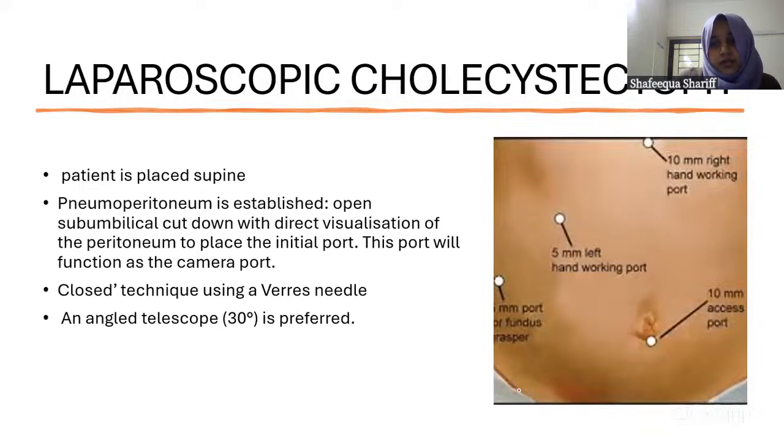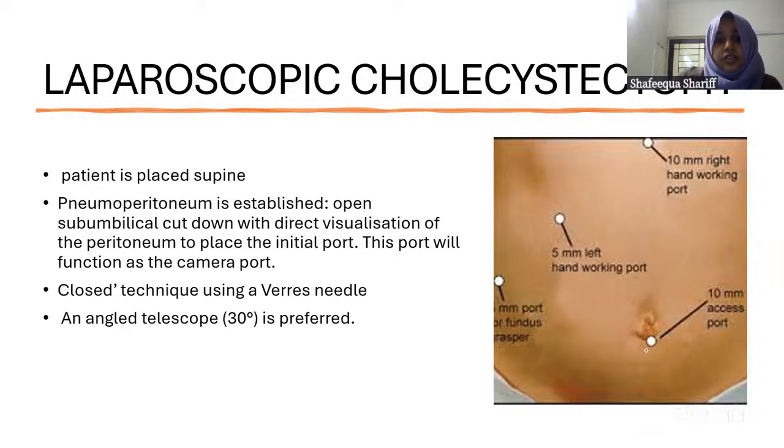We'll first begin with the laparoscopic cholecystectomy. The position is usually supine, and pneumoperitoneum is established. It may be done either by the open method or the closed method. The open method is a subumbilical cut down with direct visualization of the peritoneum to place the initial port. So this is the subumbilical cut down. This is a 10 port, usually used as the camera port. This is called the access port or the initial port.